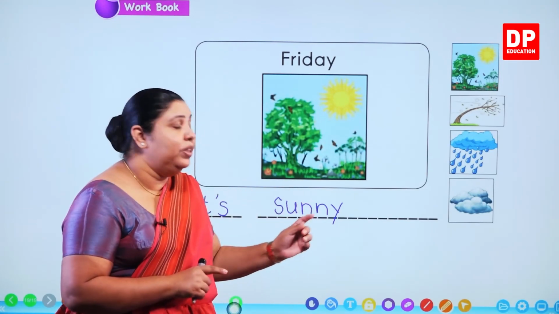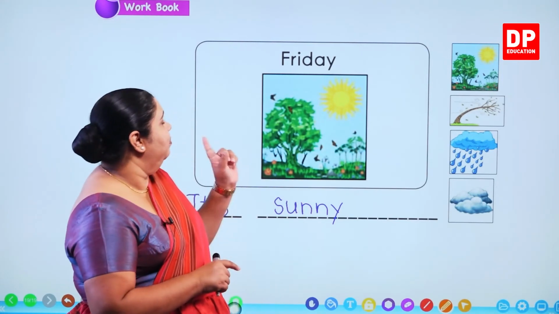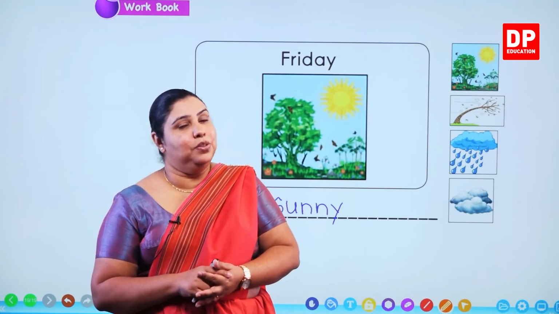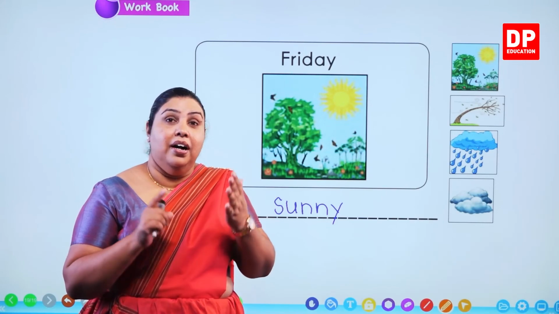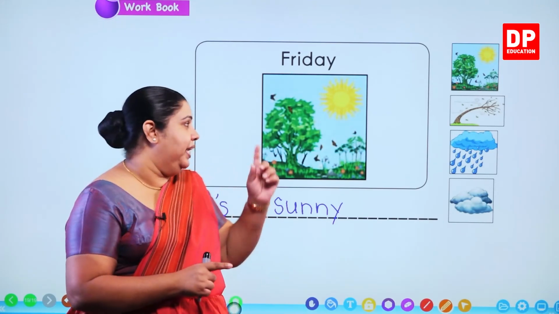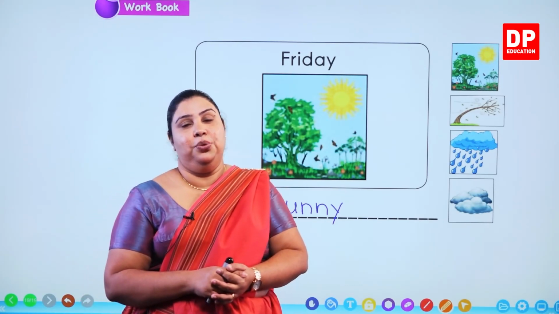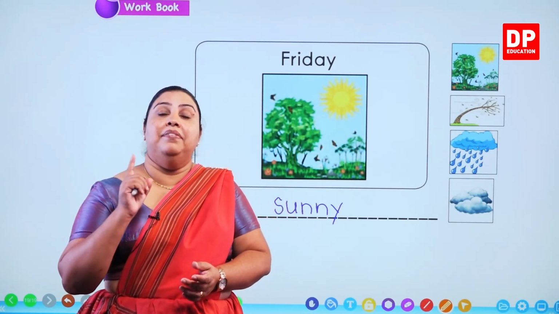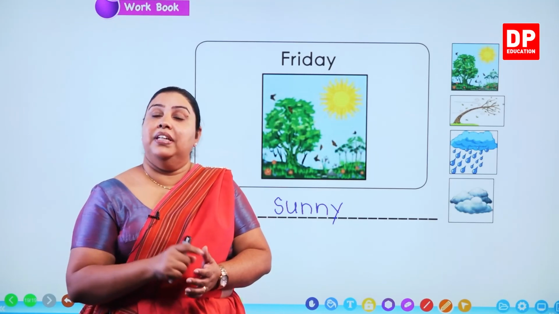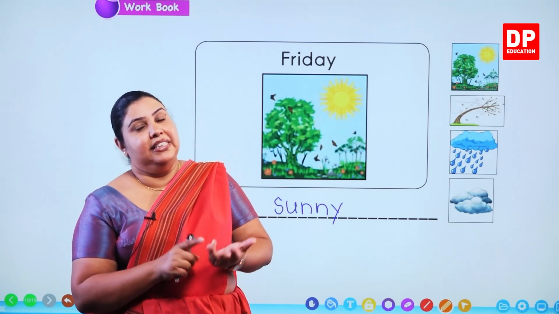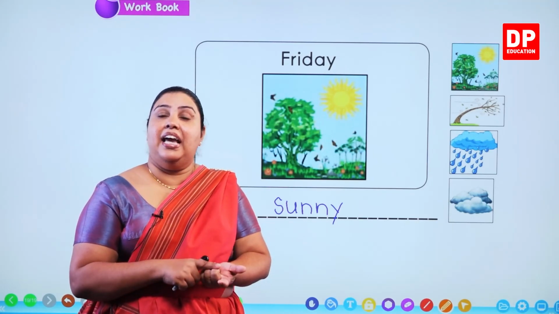So we have come to the end of our lesson. We have completed our workbook activities as well. And I think you have practiced your days of the week because we had to use them in our activities today. And now that you have learned a beautiful song with all the 4 words of the different weather types, that is sunny, windy, rainy, and cloudy.